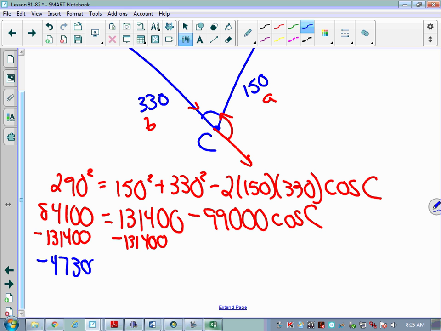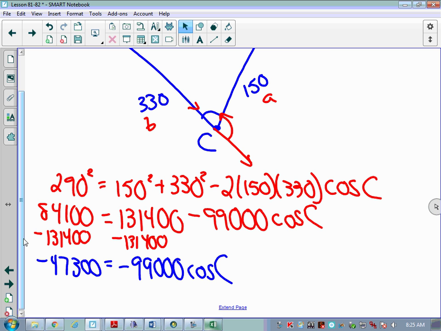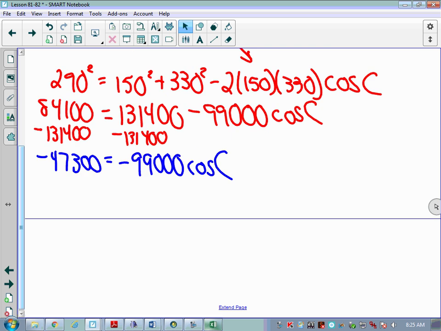Well, check for me. Did it come out? Okay, now we're going to divide negative 47,300 by negative 99,000.